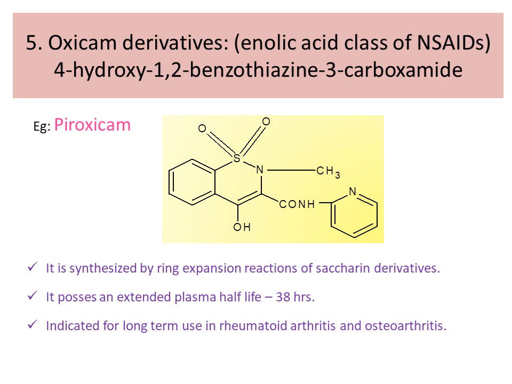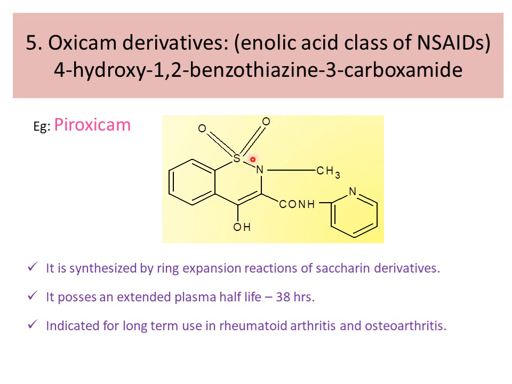And next, in the fifth class, is oxicam derivatives. These oxicam derivatives are also known as enolic acid derivatives, or the enolic acid class of non-steroidal anti-inflammatory drugs. The basic structure consists of benzothiazine. Observe the structure and the numbering first: sulfur first, nitrogen second, then third and fourth position. At the fourth position it possesses a hydroxy group.